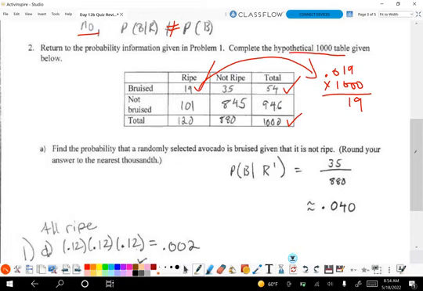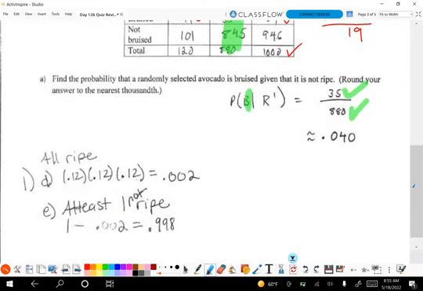Using our two-way table, 2A asks find the probability that a randomly selected avocado is bruised given that it is not ripe. It's easy to do with our two-way table. I am only looking at the not ripe column, in which case I'm only looking at the bruised given that it's not ripe. That's going to be 35 over 880 or 0.04.